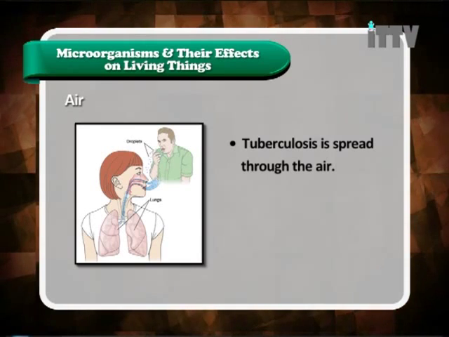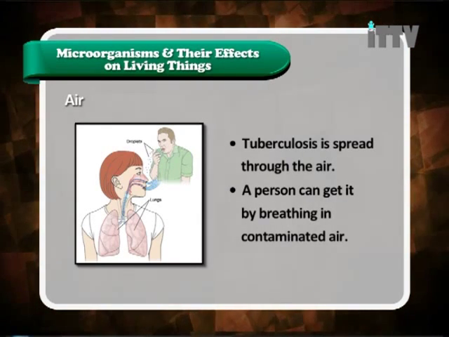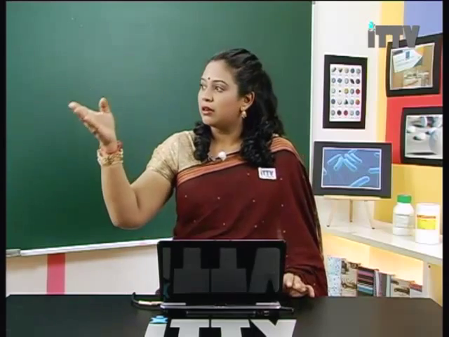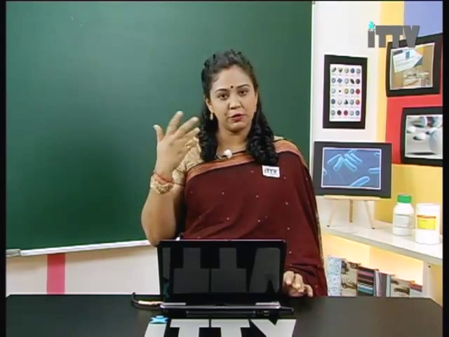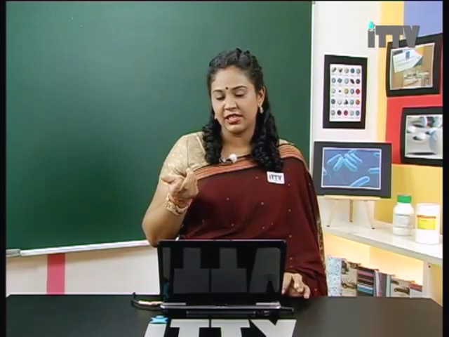Tuberculosis is spread through the air. A person can get it by breathing in contaminated air. So air is one other way of infection. Normally it happens because of an infected person coughing, and these water droplets can be carried in the air itself. As these water droplets go into the respiratory system of another person, that's how the person gets infected. So normally we call this airborne.